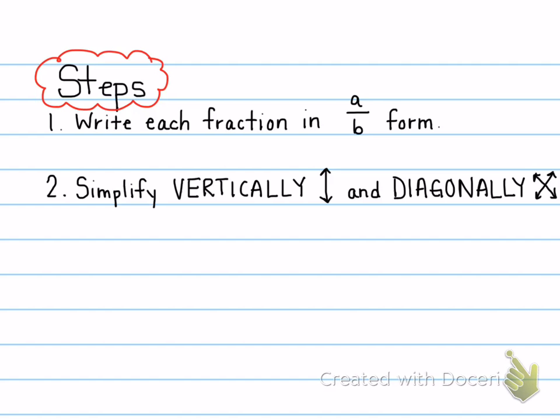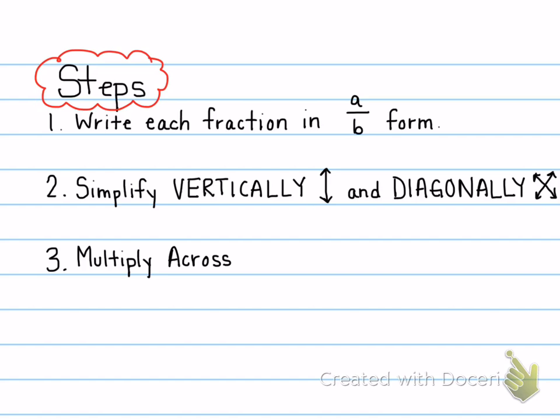The second step is to simplify your fractions both vertically and diagonally. So what you're going to do is take out common factors to make the problem easier to multiply. Once you are done simplifying, that's when you can actually multiply. You're going to multiply the numbers across, just like we did in the first example. Since you did all of that simplifying, both vertically and diagonally, very seldom will you have to do any simplifying at the end of the problem.